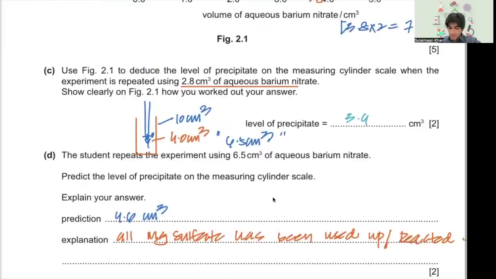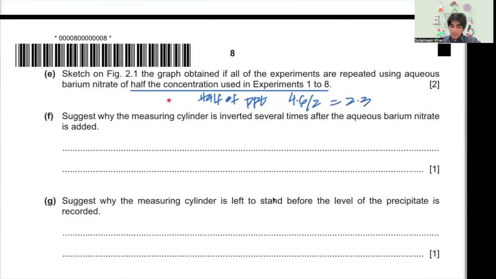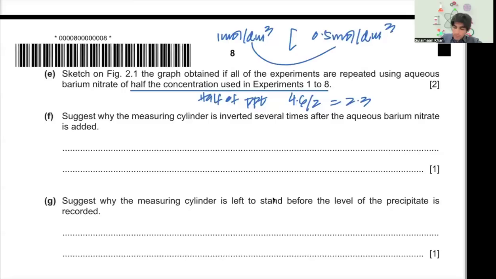It's half because you're using half the concentration. Half the concentration means half the moles. If concentration was 1 mole per dm cube, now you're using half, 0.5 mole per dm cube. So you have half the moles. So half of the precipitate would form. 1 mole per dm cube means in 1 liter there's 1 mole of barium nitrate. But in 1 liter now there's 0.5 moles only.